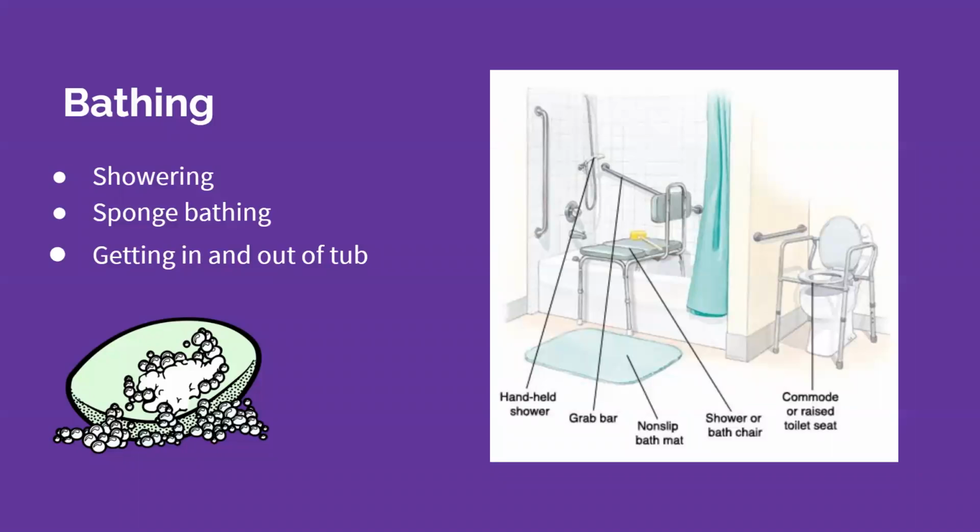And then in this picture on the right, this just touches upon some of the other adaptive equipment or durable medical equipment that is available for the bathroom setting. So we see a handheld shower, which allows people to sit while they shower. We also have the non-slip bath mat, a grab bar, the shower chair, and then, like I mentioned in the last slide, we see a raised toilet seat there.